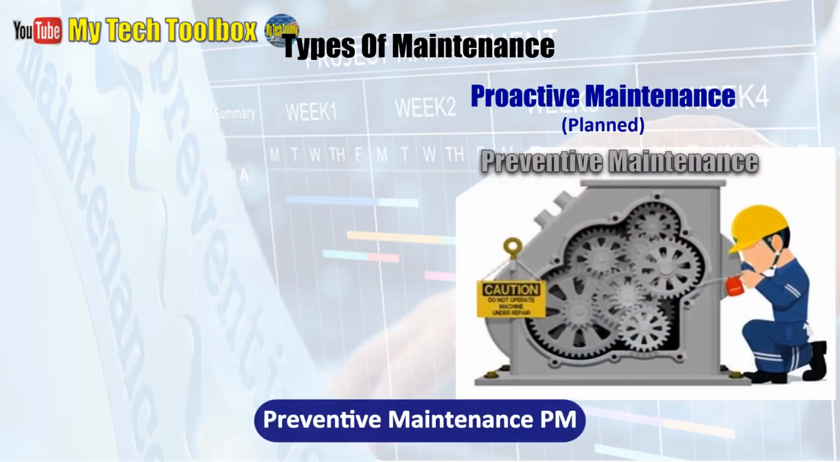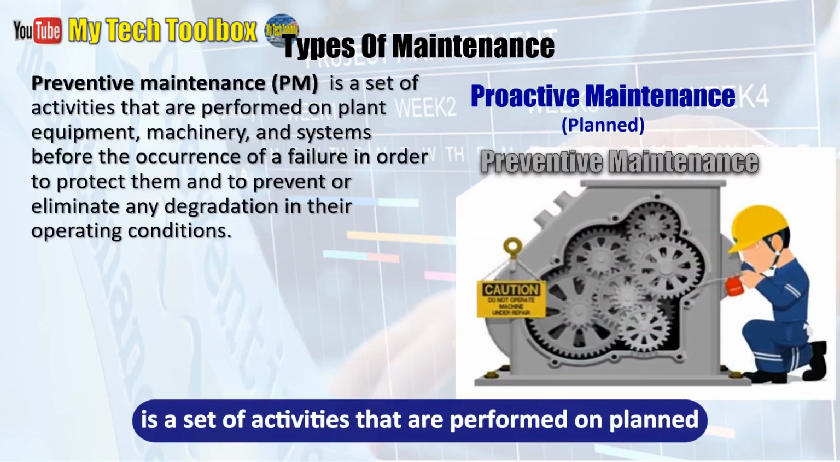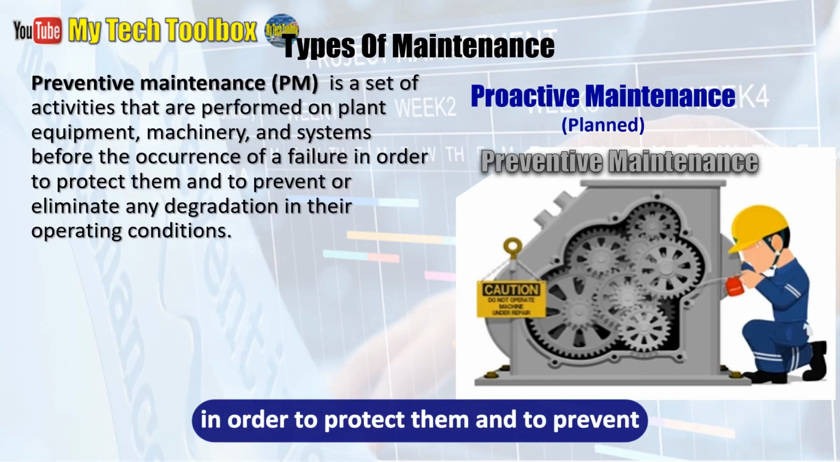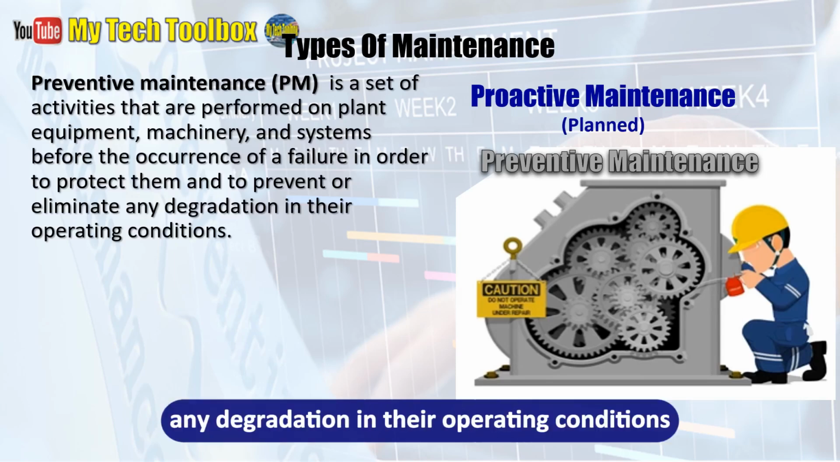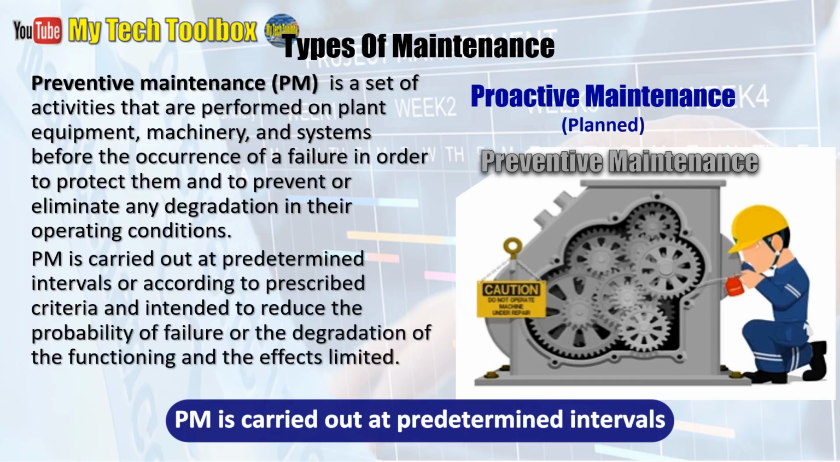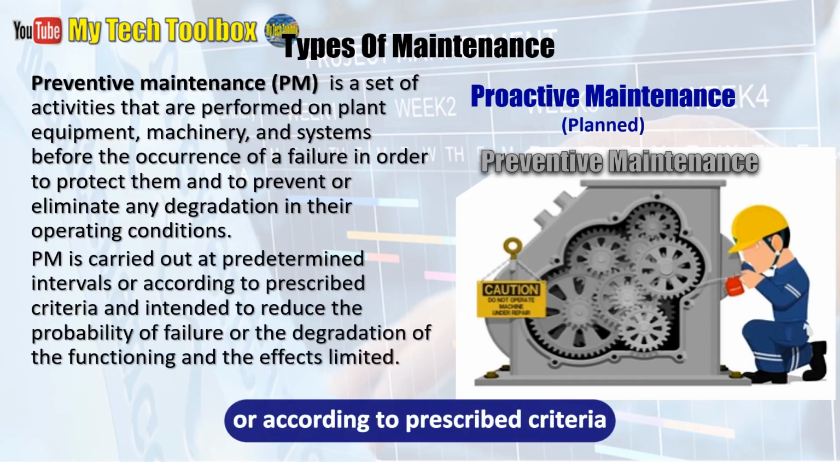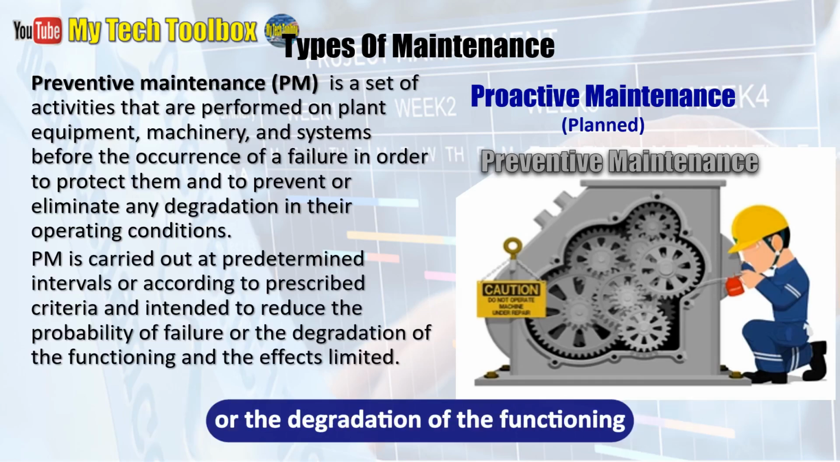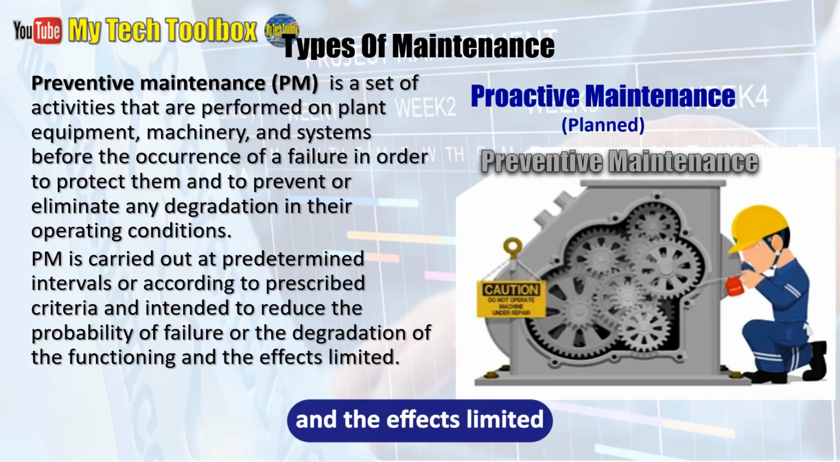Preventive maintenance, PM. Preventive maintenance is a set of activities that are performed on plant equipment, machinery, and systems before the occurrence of a failure in order to protect them and to prevent or eliminate any degradation in their operating conditions. PM is carried out at predetermined intervals or according to prescribed criteria and is intended to reduce the probability of failure or the degradation of the functioning and the effects limited.